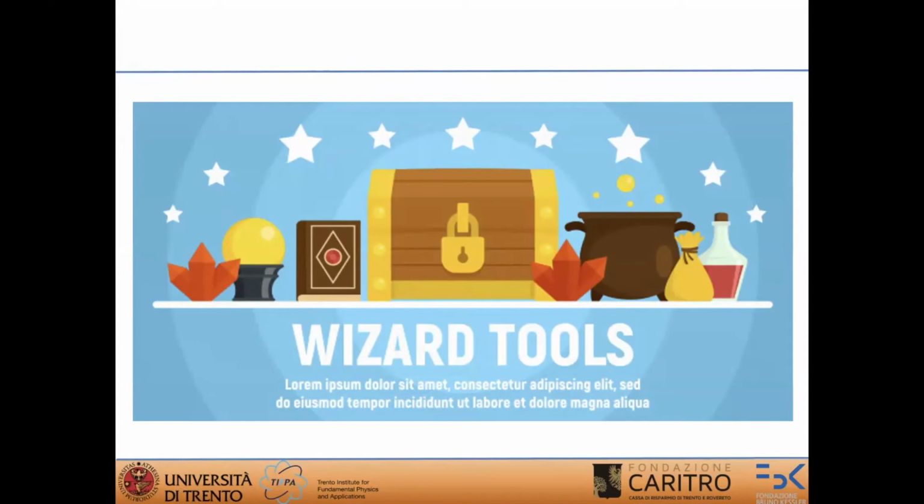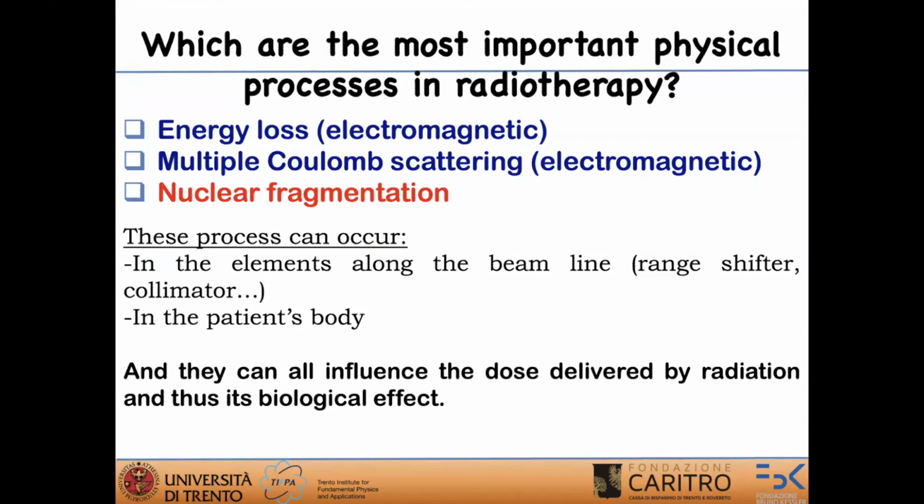I'm going to show you where fragmentation, or where nuclear processes occur, and how we can use them in our favor. As you probably imagine, the number of physical processes that occur when radiation interacts with our body in radiotherapy is many. Energy loss is the core, what actually makes it possible for radiation to kill tumor cells. So we do want energy loss, which is an electromagnetic type of interaction. Another important process is Coulomb scattering, which is also electromagnetic. And then you have nuclear fragmentation. Nuclear fragmentation, as well as the others, occurs every time radiation passes through some material, including our body, and is going to influence the dose delivered by radiation.